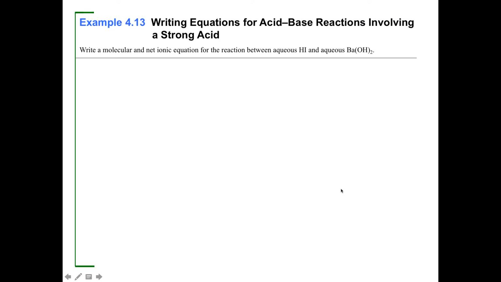All right, writing equations for acid-base reactions involving a strong acid. Write a molecular and net ionic equation for the reaction between HI and aqueous barium hydroxide. So this is hydroiodic acid. Tro section 3.5. Consider going back and looking at that. And barium hydroxide. So write a molecular and net ionic equation.